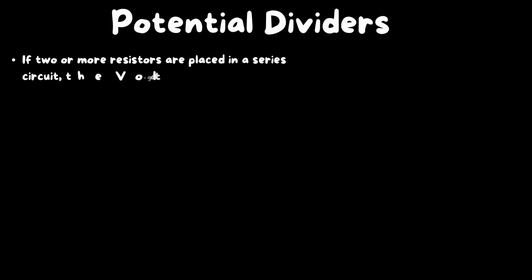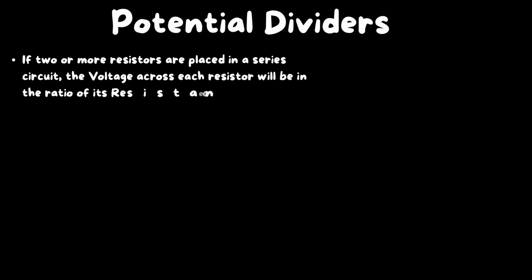Potential dividers are simply circuits which divide the potential difference in fraction of resistance. So if two or more resistors are placed in a series circuit, the voltage across each resistor will be in the ratio of its resistance. So we can say that if you had V1 over V2, that will be equal to R1 over R2.